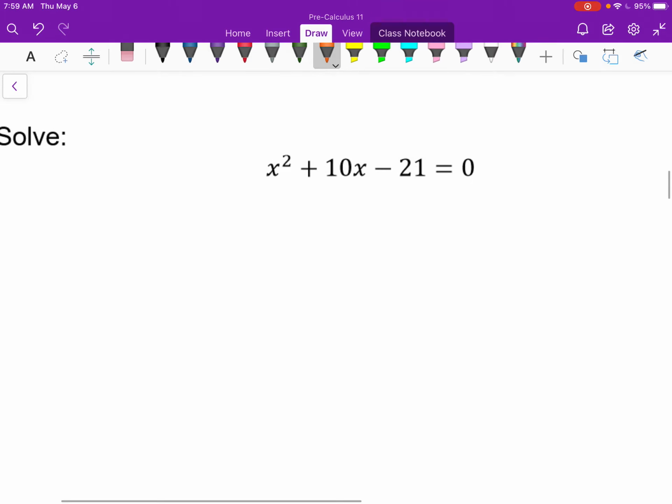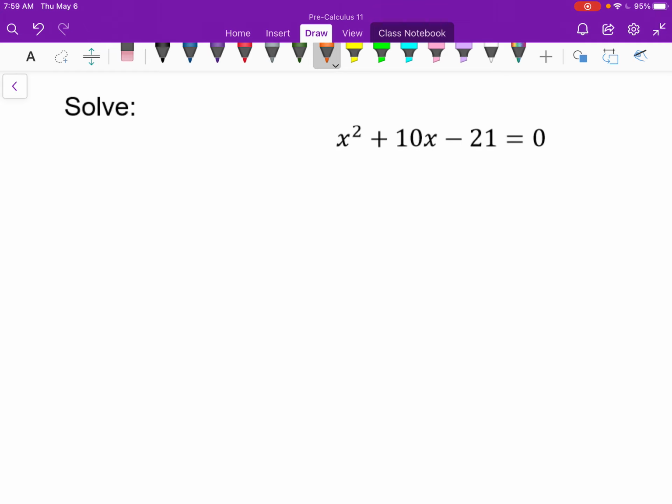For example, this equation here, the left side does not factor. There are no two integers that multiply to negative 21 and add to 10. But that doesn't mean there's no solutions. This does have solutions. If you were to graph this, I'll solve this graphically. If you were to go to Desmos and graph the left-hand side, it would cross the x-axis in two places. So there are solutions, but we can't factor it.